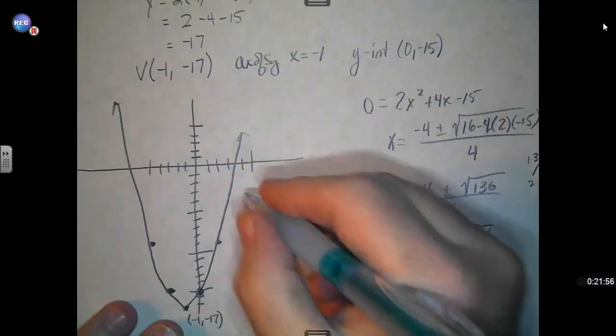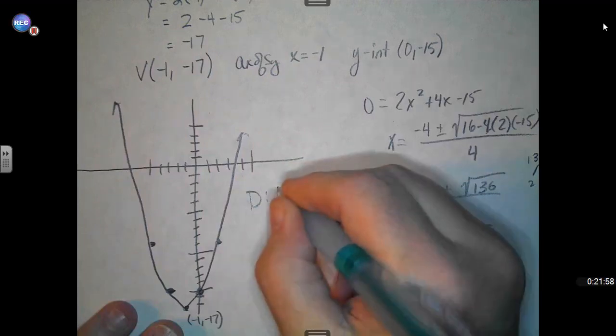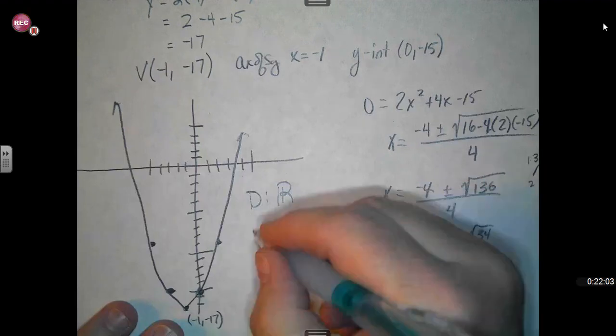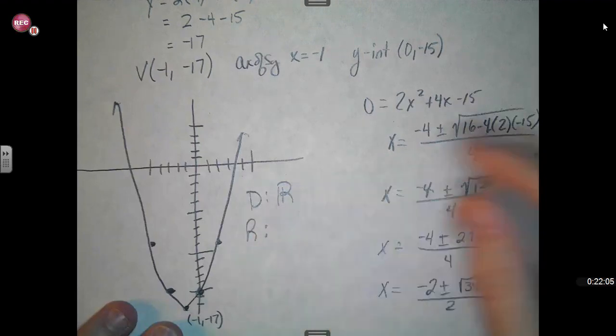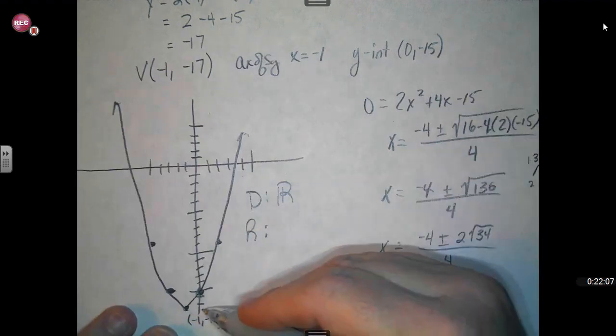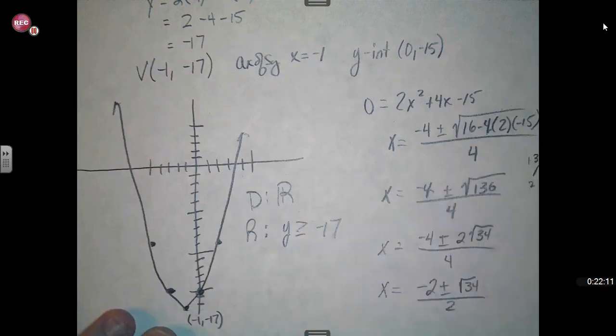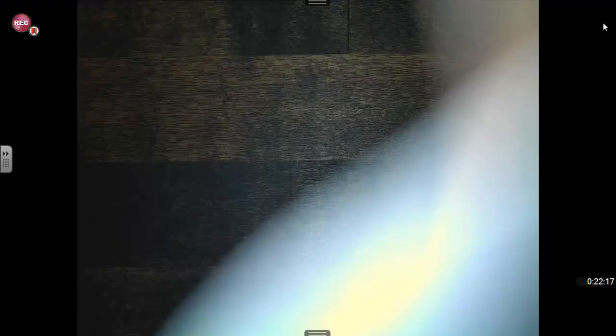Lovely. Domain, all real numbers. There's no restriction on x. There's not anything I can't plug in for x. And the range is y greater than or equal to negative 17. That is all the stuff for that one.